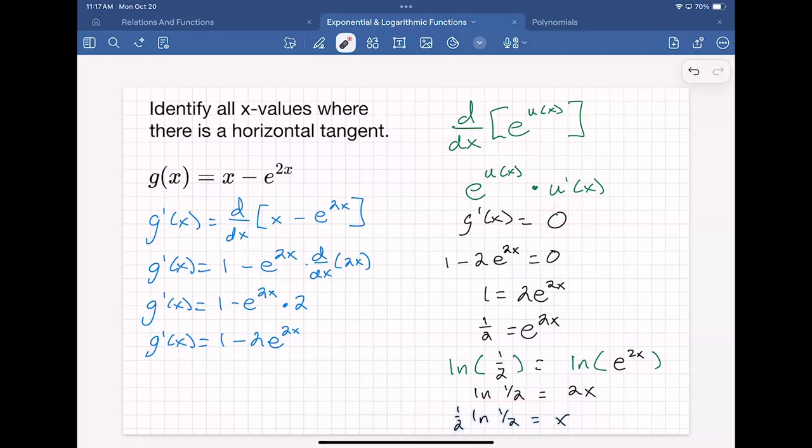Any questions or concerns before we go look a little bit further into the natural logs?